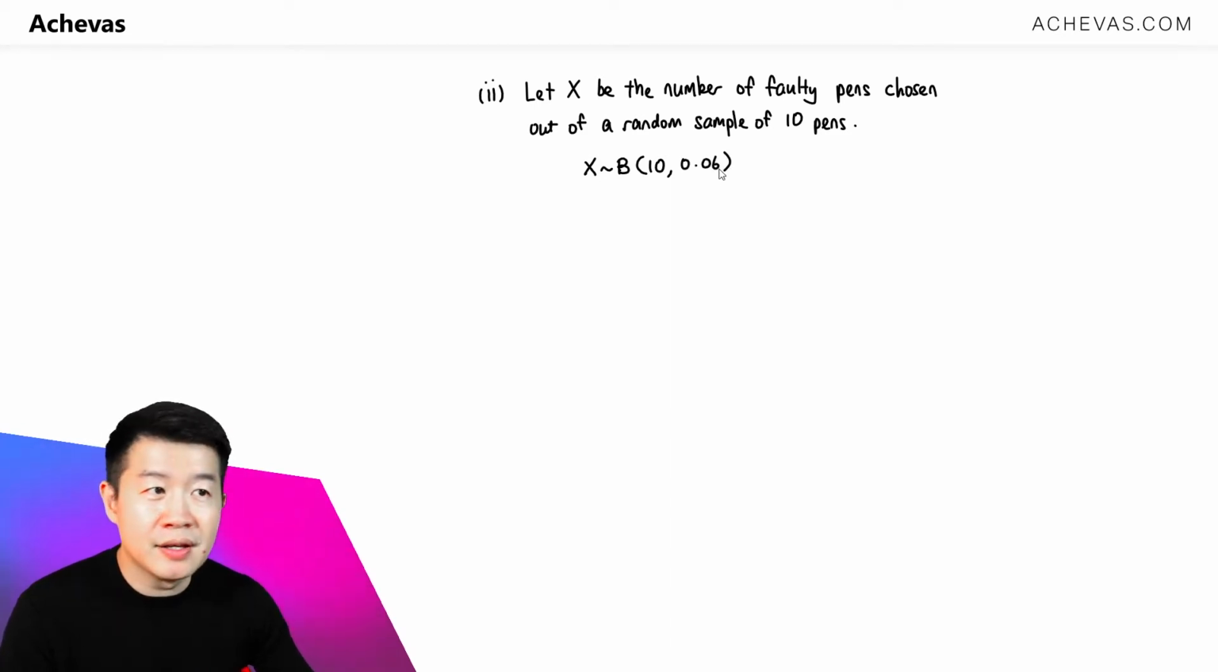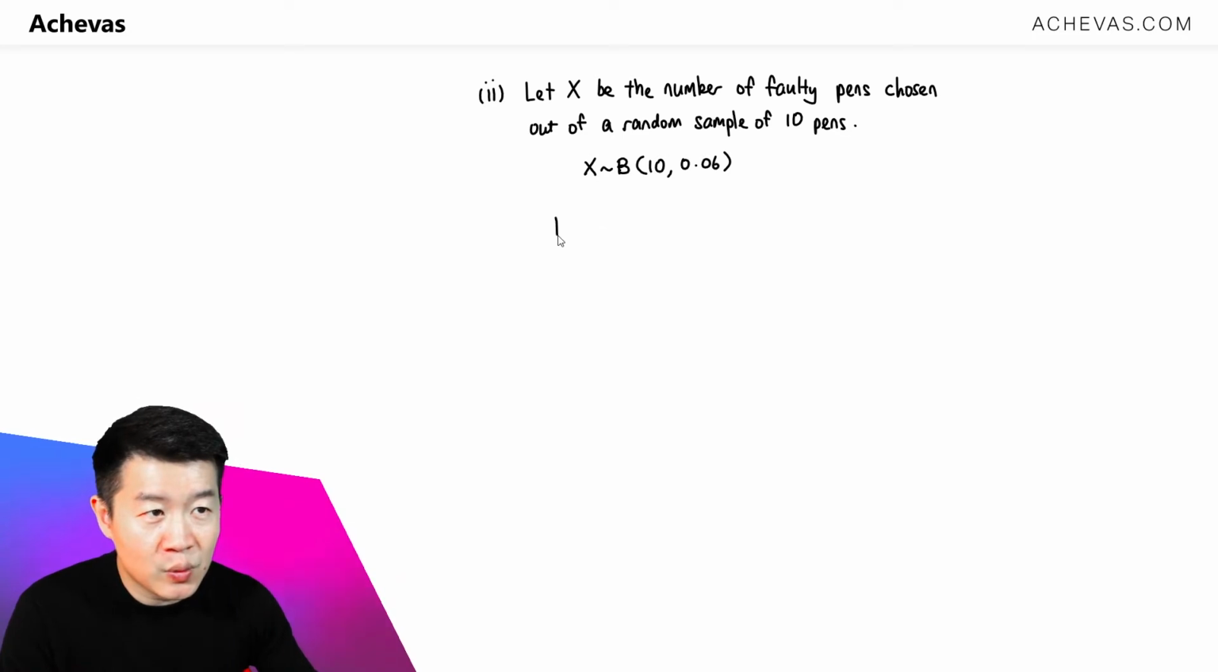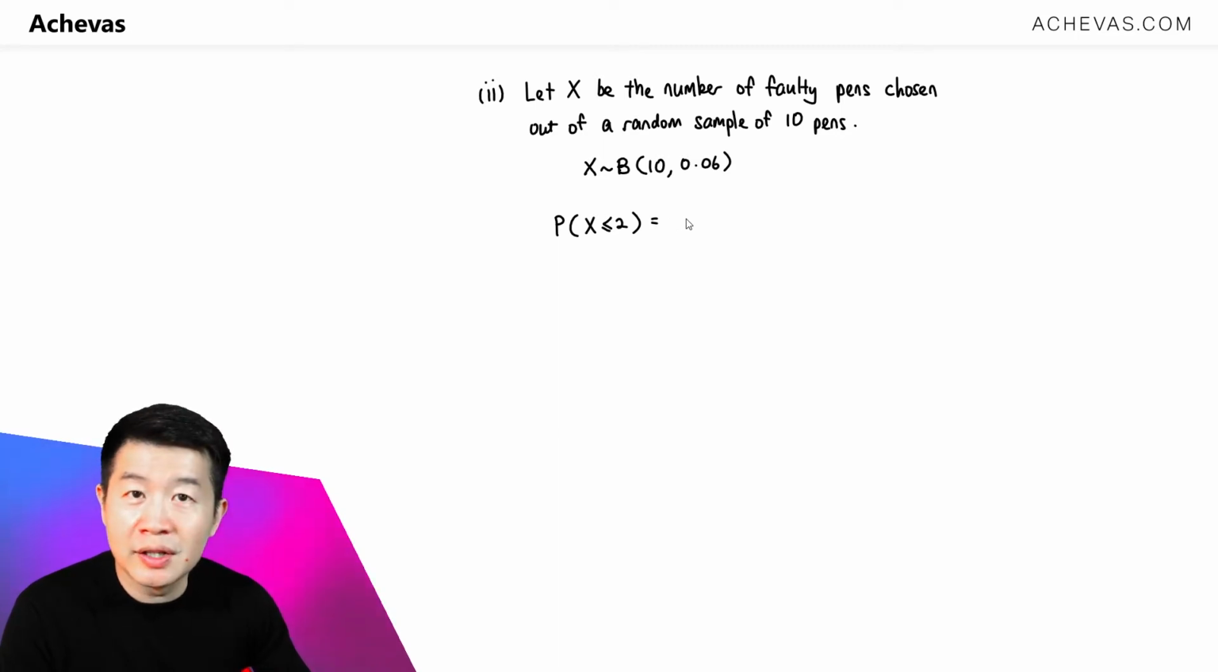And for a box to be accepted, out of these 10 pens, there must be less than or equal to 2 faulty pens. So we are going to be working with the probability that X is less than or equal to 2. And pressing this into the calculator will get us the answer that we want, and that is equal to 0.981.